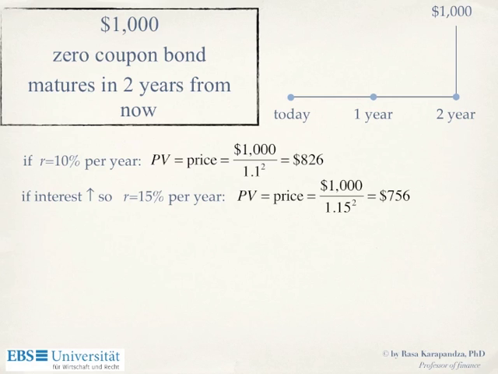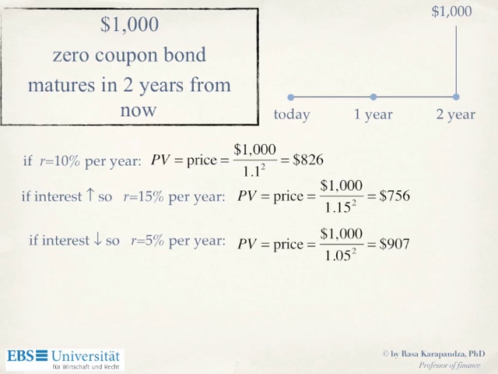But what happens if the interest rates go down from 10% to 5%? Well, then the price goes up. This is just how the price of this bond has changed with the different interest rates. Now, let's do a small calculation. Let's see how much our price has changed in percents when the interest rates have changed.